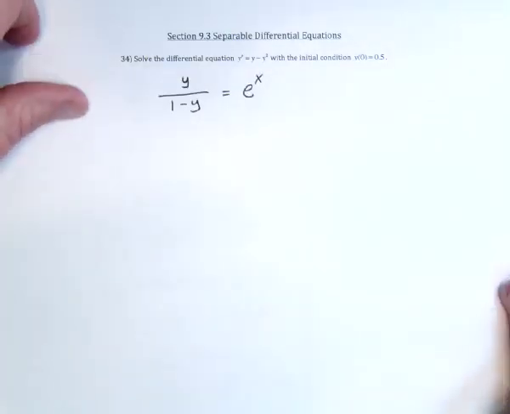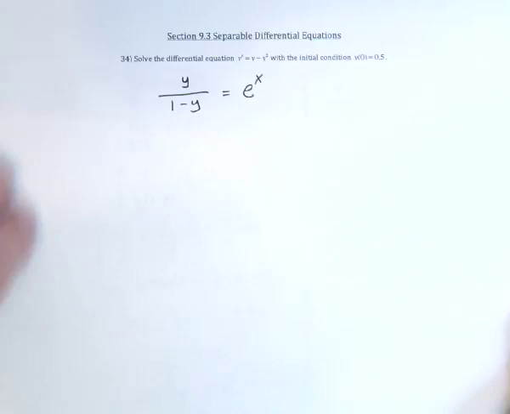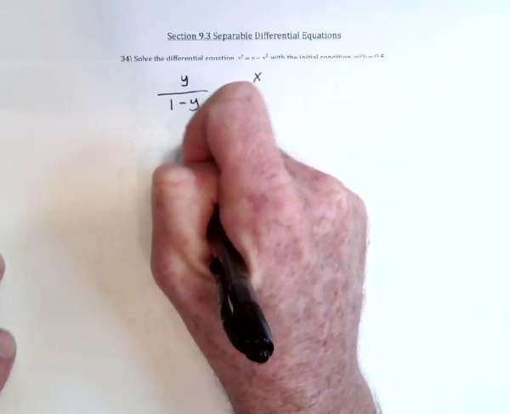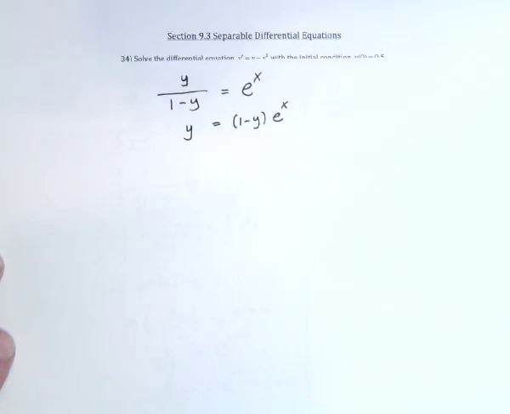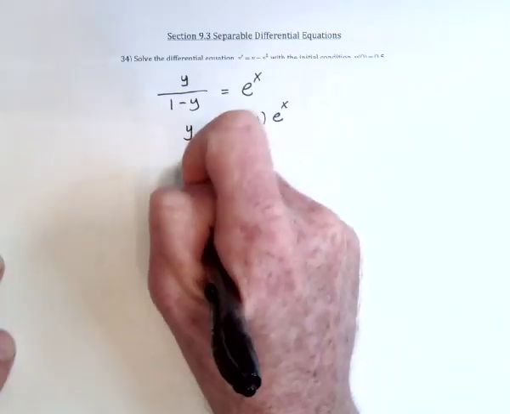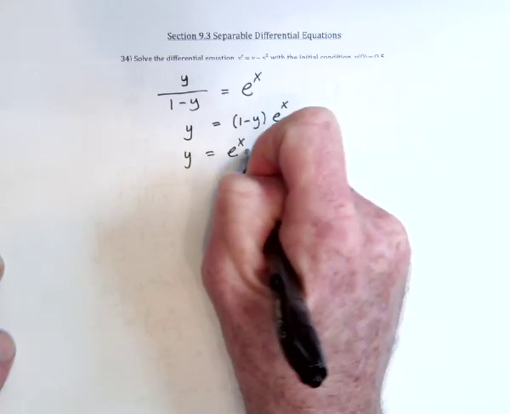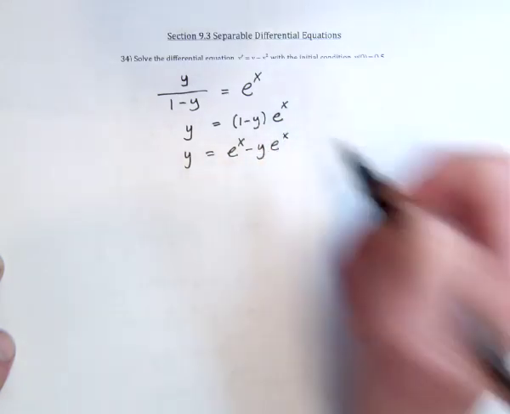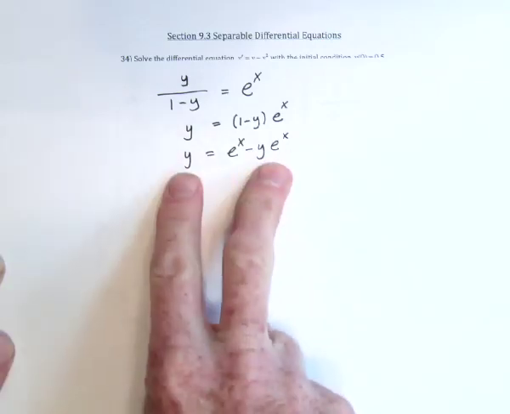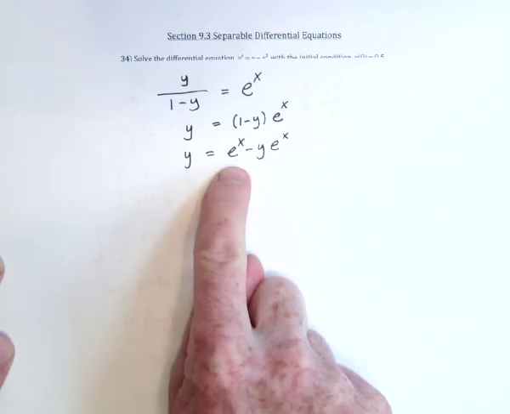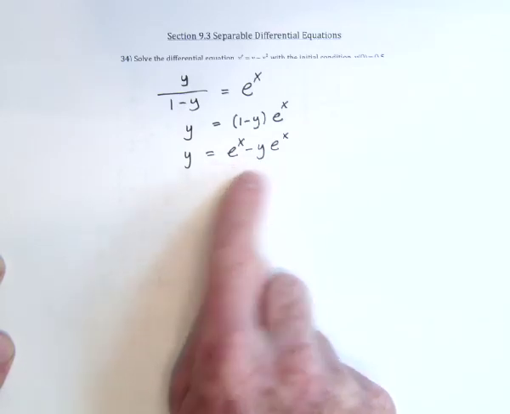Then, can we solve for y? Well, let's see. We could multiply both sides by 1 minus y. It's at least something to do while thinking about how to solve this. I could then distribute e to the x. Oh yes, and then those things that have y, put them on one side. Anything that doesn't have y, leave it on the other side. So this gets moved to the other side.